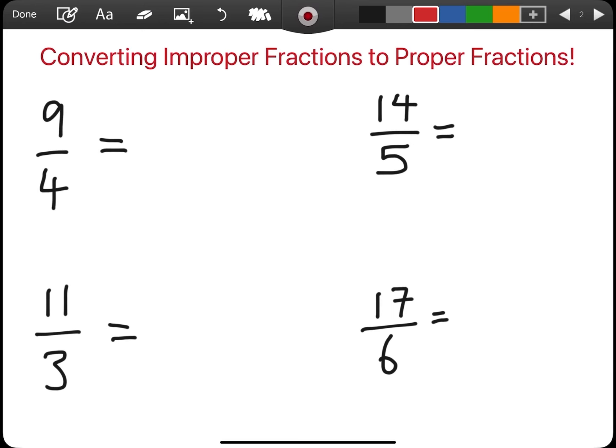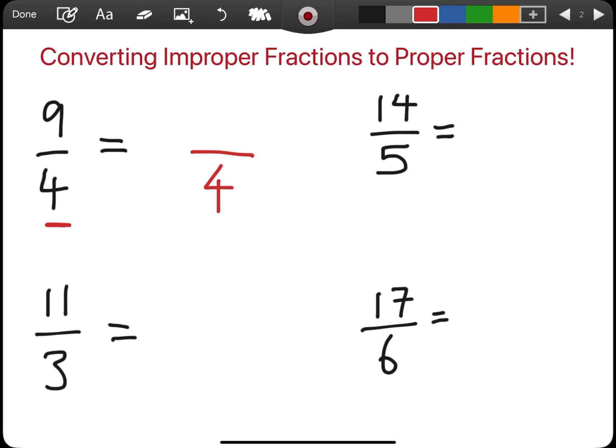I've got 9 over 4. My numerator 9 is bigger than my denominator 4. So let's convert it into a proper fraction. Okay, my first hack is, what is your denominator? I've got 9 over 4. If I have something over 4 here, my answer will be something over 4 for my proper fraction.